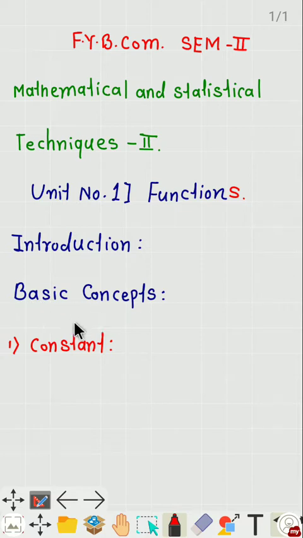In the basic concepts, the first basic concept is about constants. Constants are quantities which do not change. Constant means a quantity which does not change, and it is called a constant. The second concept is the concept of variables.